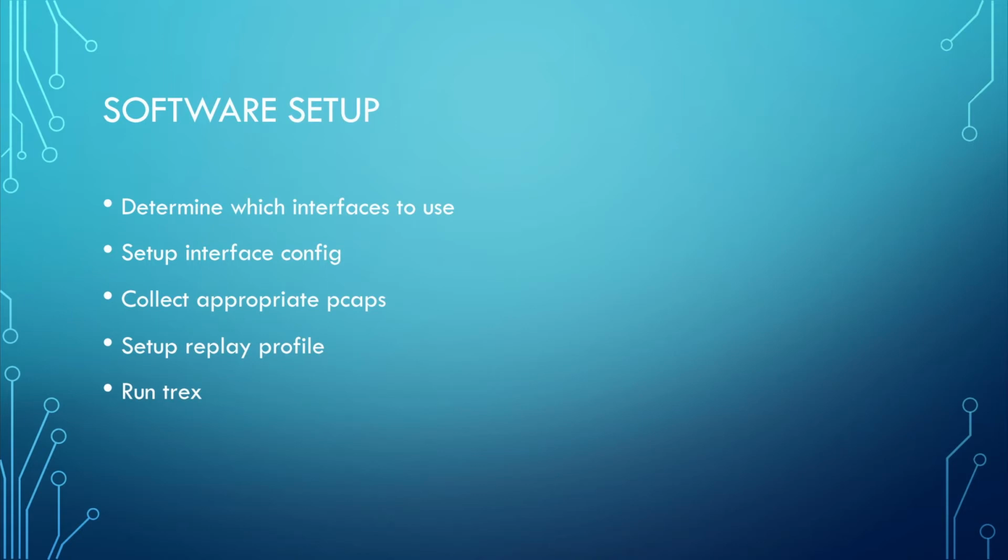So you're going to want to set the interfaces up. Then you're going to want to pick what traffic you want to test. Do I want to test a whole bunch of DNS? Do I want to test a mix of a bunch of things similar to what I'm seeing in my current environment? Or do I want to just hammer on one particular protocol? And then once you have the PCAPs collected, you set up the replay profile and you run.